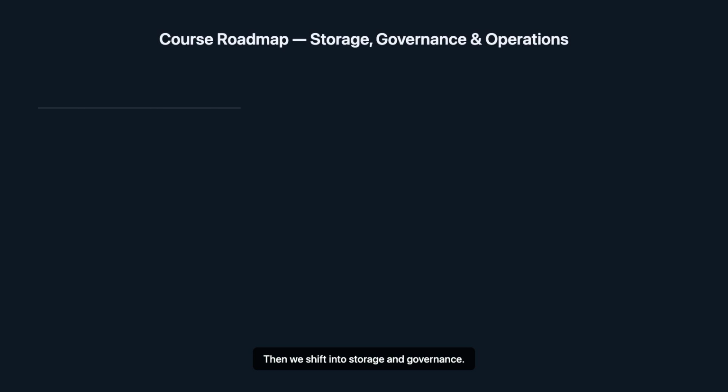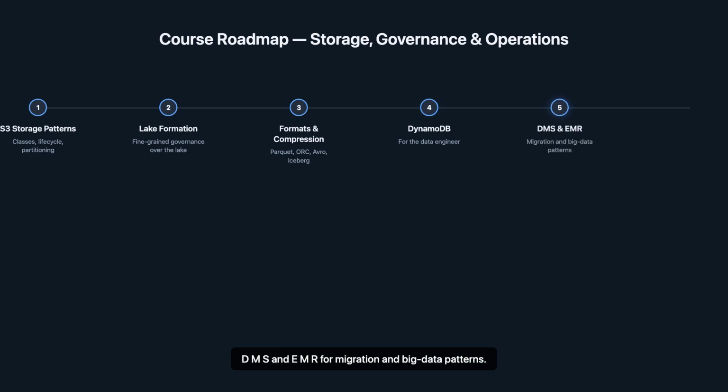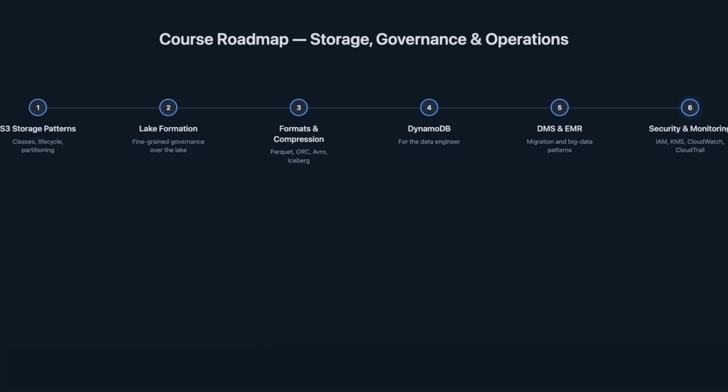Then we shift into storage and governance. S3 storage patterns, classes, lifecycle, partitioning, Lake Formation for fine-grained governance. Formats and compression, Parquet, ORC, Avro, Iceberg. DynamoDB for the data engineer, DMS and EMR for migration and big data patterns. And security and monitoring, IAM, KMS, CloudWatch, and CloudTrail. 6 stops that together cover how data lives, who can touch it, and how you prove it.